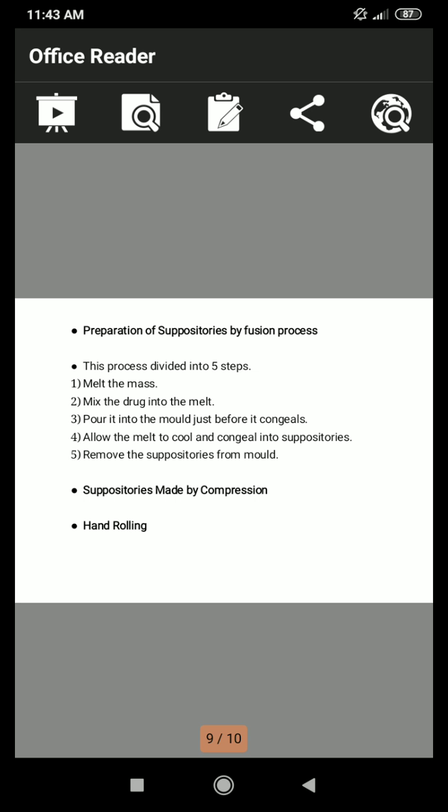Here we complete chapter number 6, that is non-sterile manufacture.